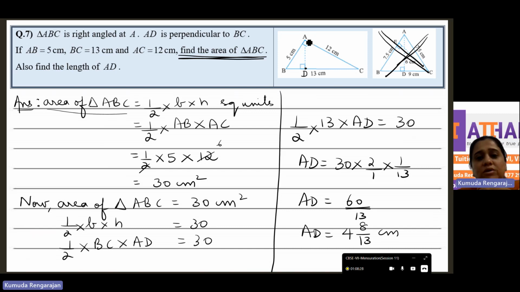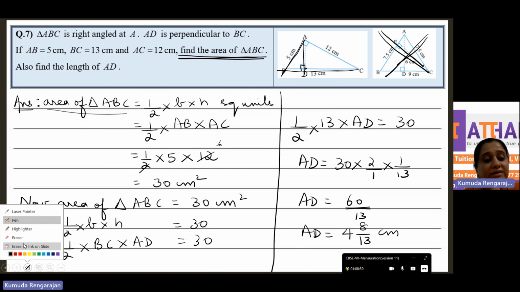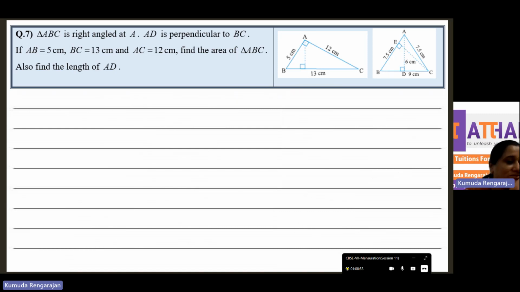How can you take AB as the base? AB is the base, but what's the corresponding altitude? AD is the altitude to which side? No. The side is not CD. The side is CB. Triangle.